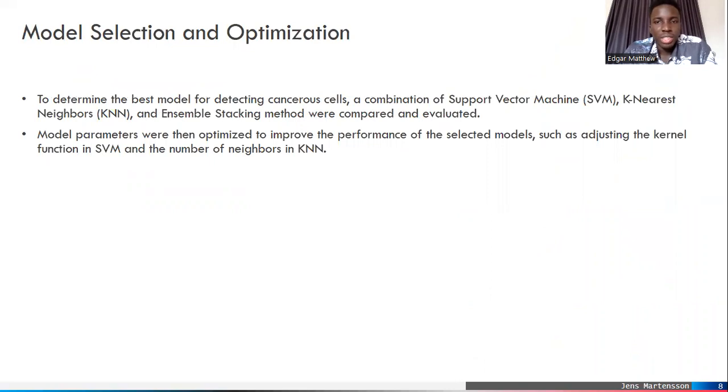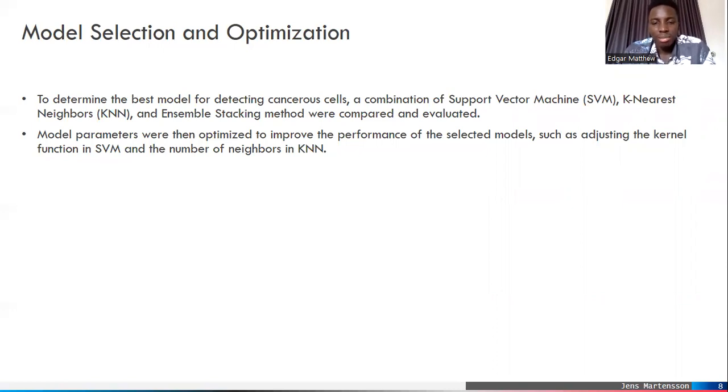Again, we used a combination of the support vector machine, k-nearest neighbors, and logistic regression to come up with the ensemble stacking method. And the ensemble stacking method, again, is a combination of all these three to come up with a more efficient and accurate model. Model parameters were then optimized and improved. This is in a stage known as hyperparameter tuning.